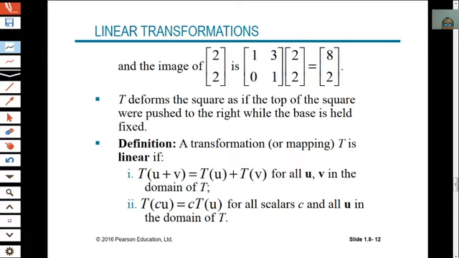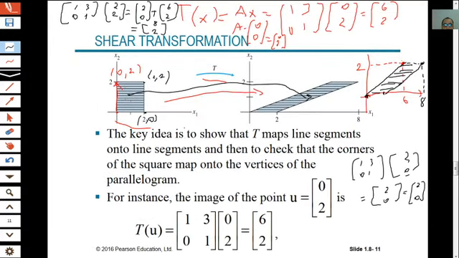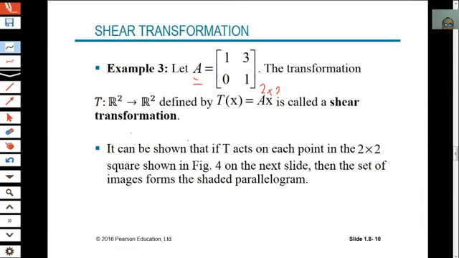T deforms the square as if the top of the square were pushed to the right while the base is held fixed. And the most general definition of the shear transformation can be written as T of x is the matrix transformation A times x, where the matrix A has the entries 1, r, 0, 1, with r bigger than 1, for example.